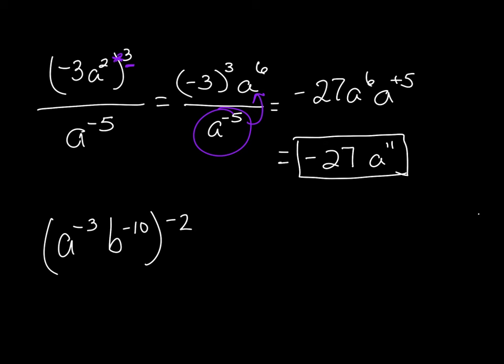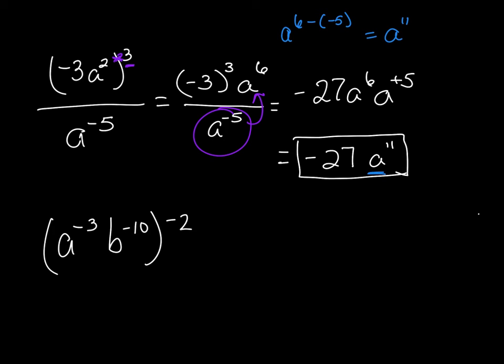Now, on a different piece, you could have done this directly without writing it over again, because really what you're saying here is this is subtraction, correct? This is a to the 6th. I'm subtracting a -5, which is equal to a to the 11th power. Either way, you will get the same answer.